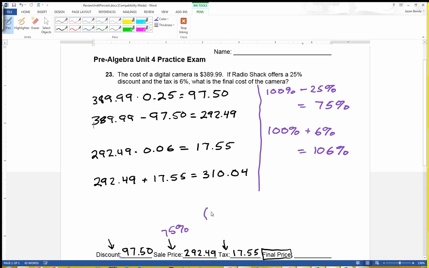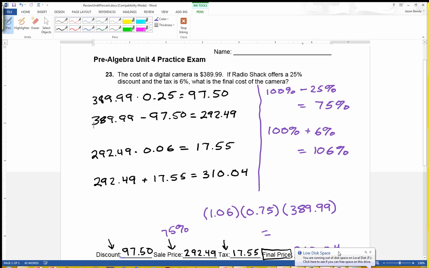So the final computation is going to be what is 106% of 75% of 389.99. And if I do that computation, I'm going to get the same $310.04 that I had before. And that's what I want. And that's how I want to do this problem.